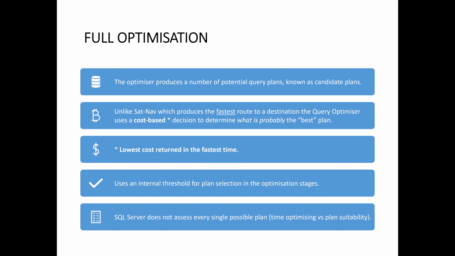The optimizer produces a number of potential query plans, and they're known as candidate plans. So unlike Sat-Nav, which produces the fastest route to a destination, the query optimizer uses a cost-based decision to determine what is probably the best plan. There's two important points there. So the first is it's not just strictly cost, it is the lowest cost that's returned in the fastest time. And SQL Server does use an internal threshold for plan selection in these optimization stages.